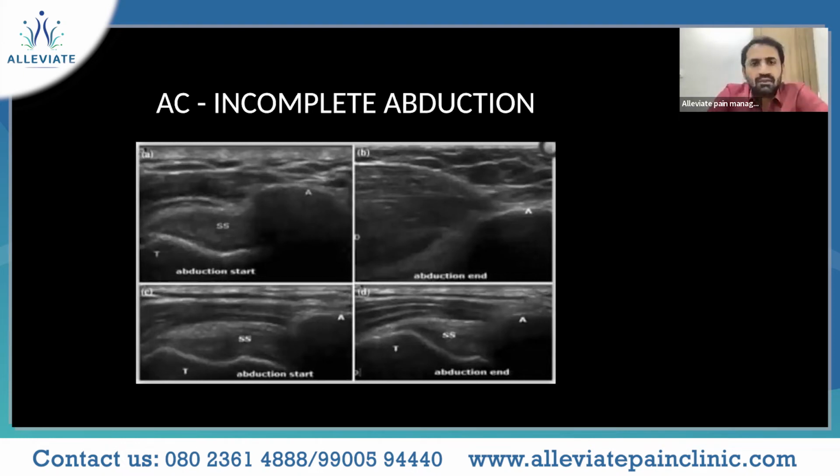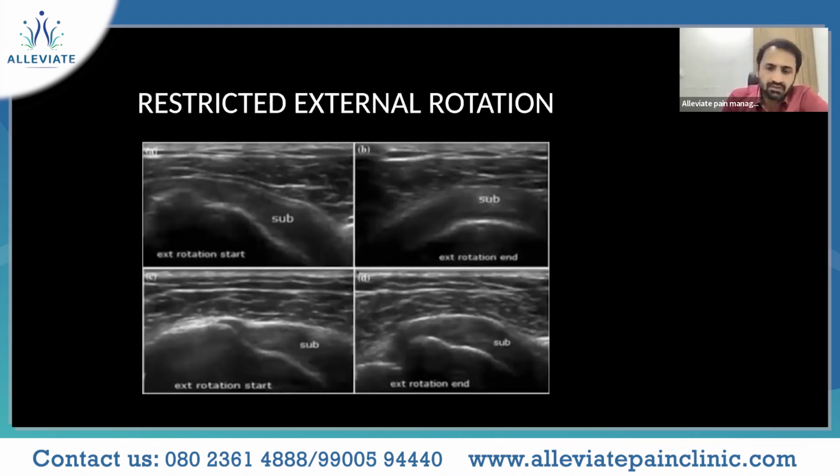Incomplete abduction. Here you can see this is the start of abduction where you can see the supraspinatus and the acromion, and it completely goes below your acromion on abduction. Whereas here, this is the start of abduction and this is the end. It cannot go beyond. So even your external rotation is also blocked.